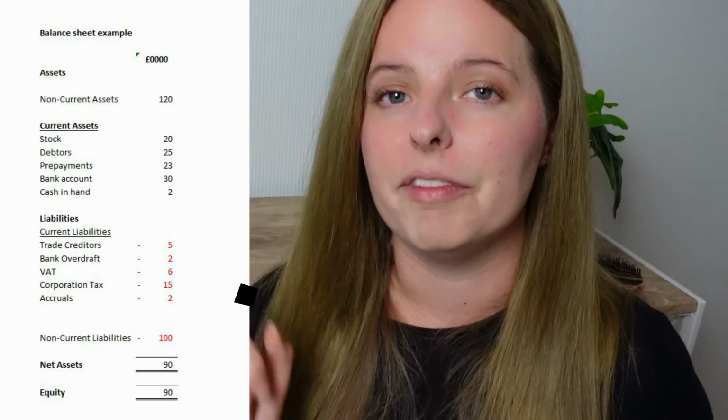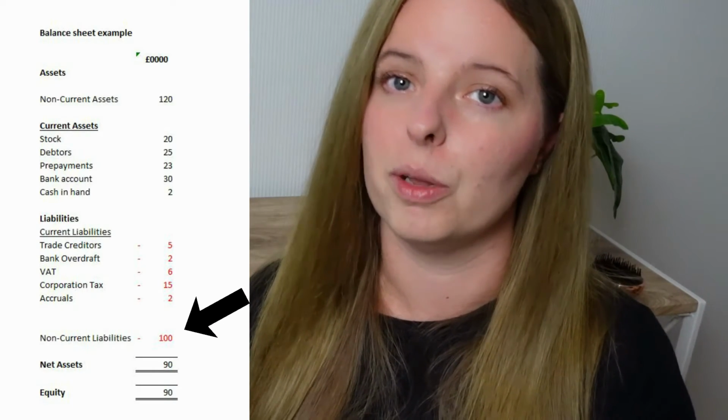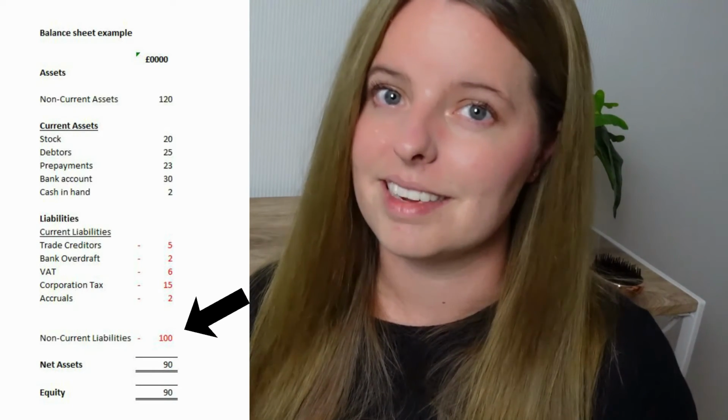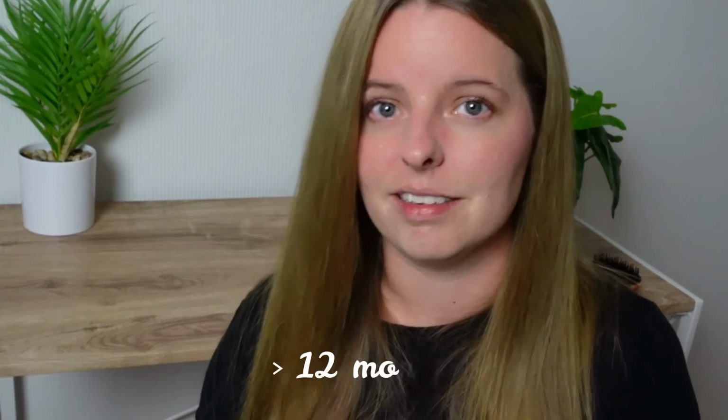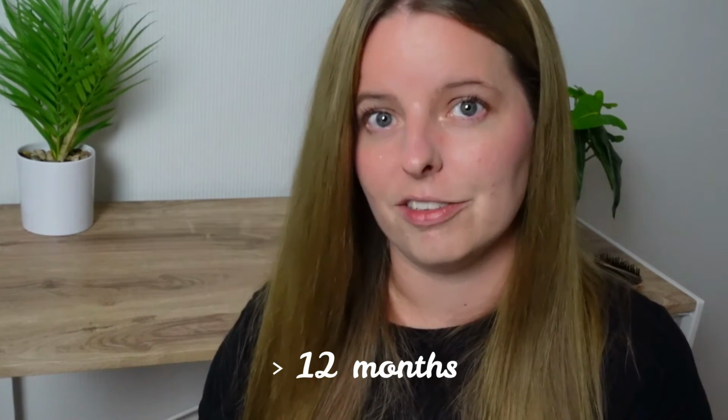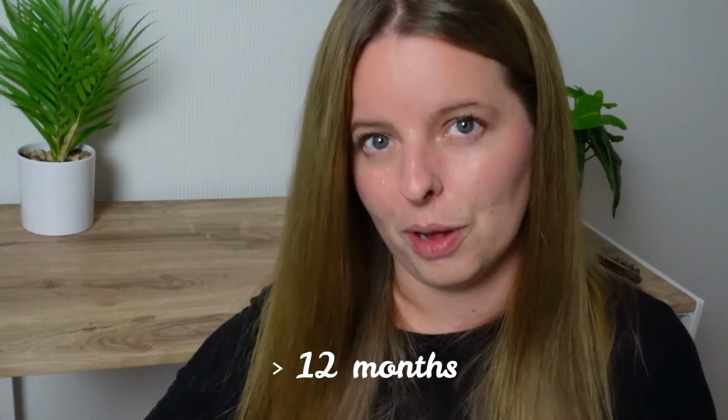If we look a little bit further down here, we can see we've got some long-term liabilities. Long-term liabilities might be the likes of a loan that is due in more than 12 months. You might even have accruals that are due in more than 12 months, or even trade payables that are due in more than 12 months in some instances. But all of those will just sit under long-term liabilities or non-current liabilities: those that are due, again, in more than 12 months.